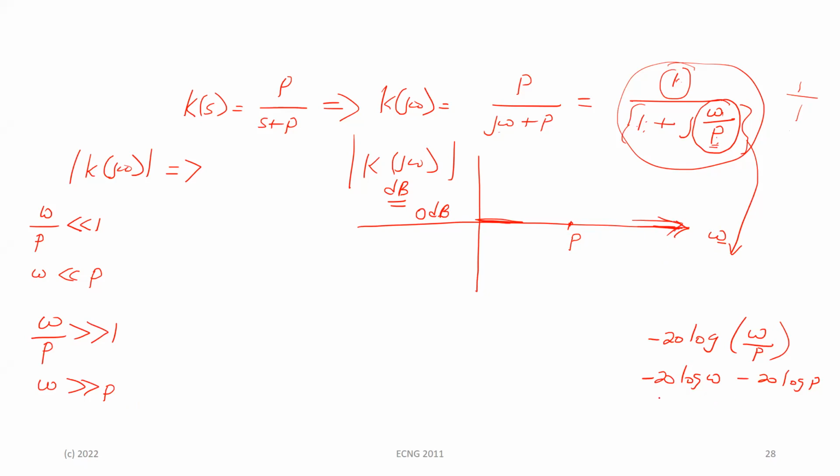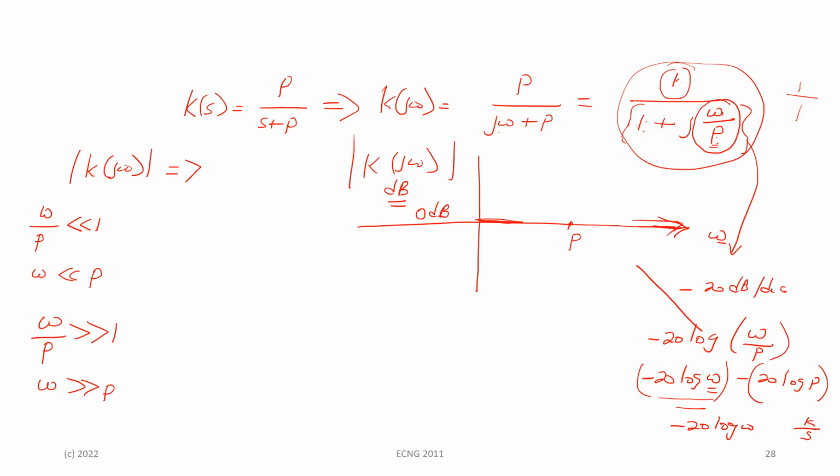If omega is much greater than P, it means that as omega gets very large, 20 log of omega becomes significantly larger than 20 log of P. So this entire response essentially becomes minus 20 log of omega, which is a straight line decaying at minus 20 dB per decade. Minus 20 log of omega, remember, is like a K over S, which was the first example that we looked at. Yeah?